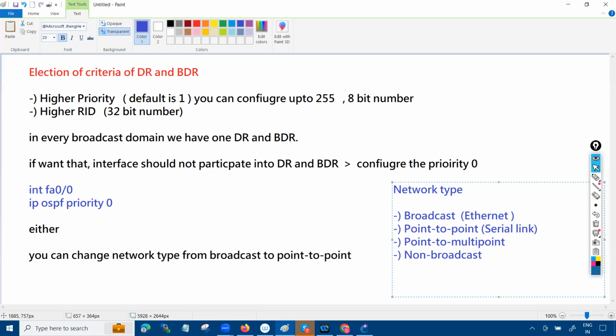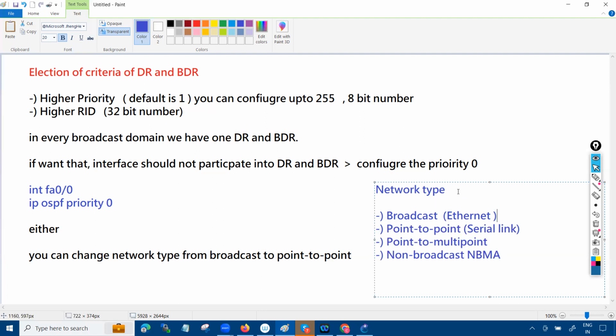Sometimes it's called the NBMA network. Normally, the DR and BDR are present in the broadcast network, so the election of the DR and BDR will be in the broadcast network and in the NBMA network. We don't have a DR and BDR concept in the point-to-point link and point-to-multipoint link.